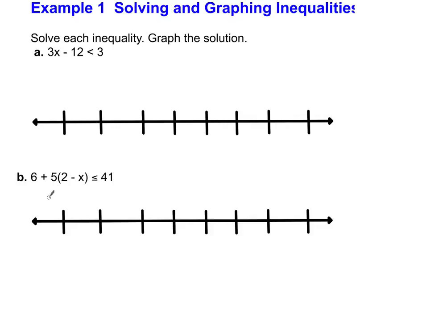Alright, let's work on this other one. We're going to do the distributive property first. 6 plus 5 times 2 is 10. 5 times negative x is a negative 5x.